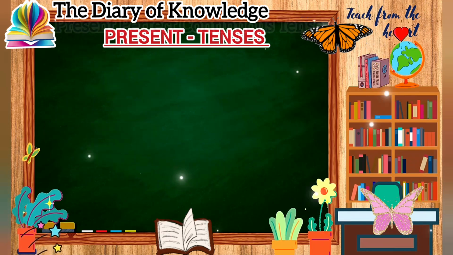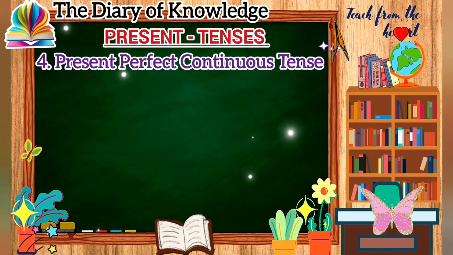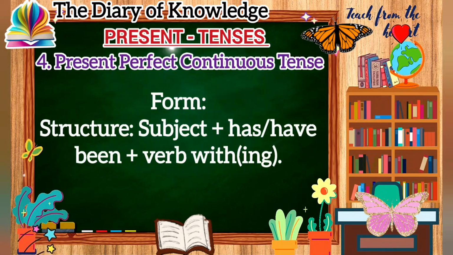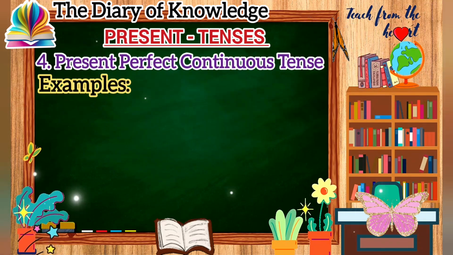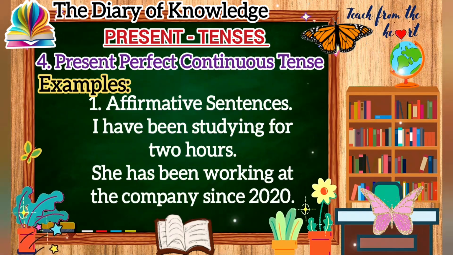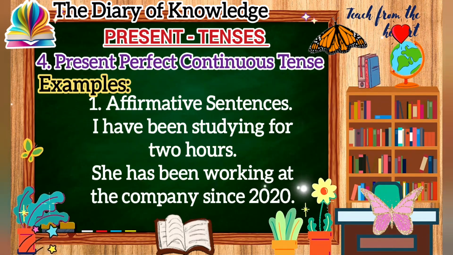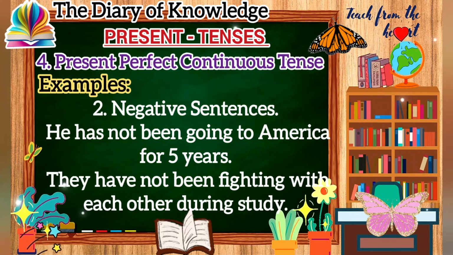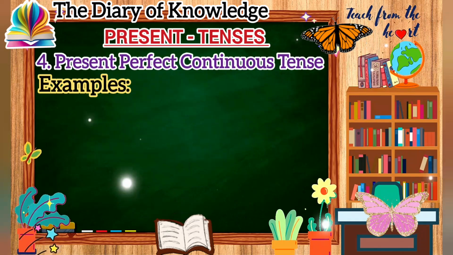Fourth, present perfect continuous tense. Form, structure: subject plus has, have been, plus verb with ing. Examples. 1. Affirmative sentences. I have been studying for 2 hours. She has been working at the company since 2020. He has not been going to America for 5 years. They have not been fighting with each other during study.